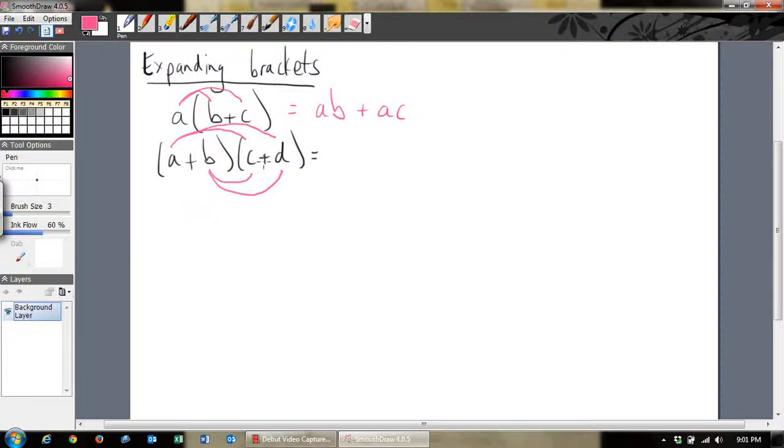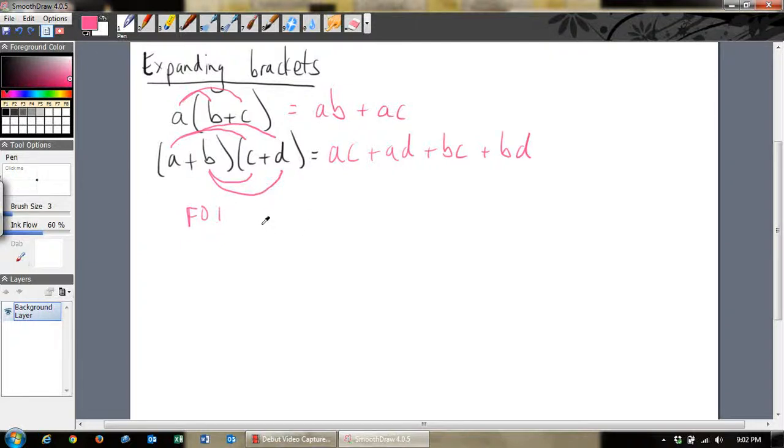Okay? Now, I didn't actually write what this is equal to. Might as well. A times C is AC. A times D is AD. B times C is BC. And B times D, I got into a bit of rhythm there, that was a bit weird, is equal to that. And so a way that people remember this second one is by using FOIL.